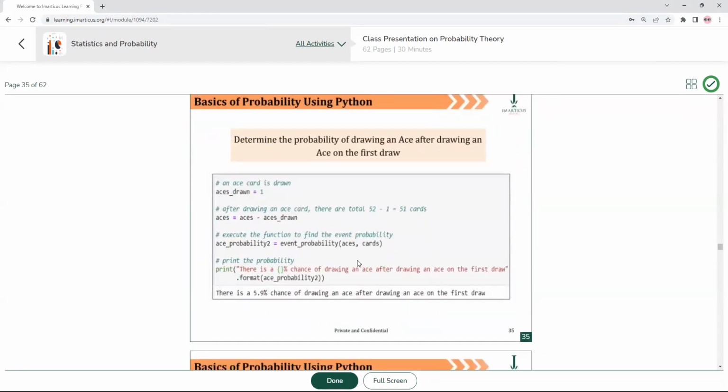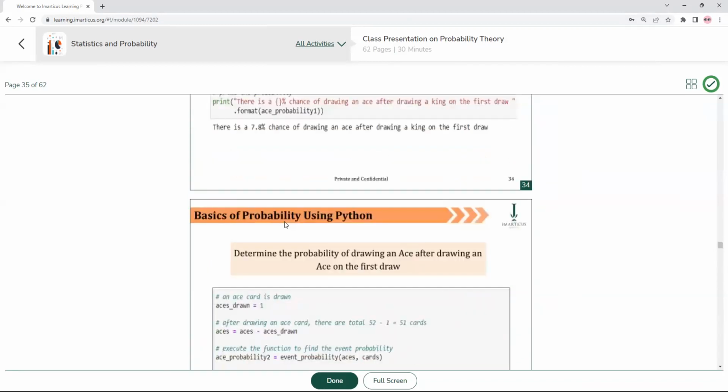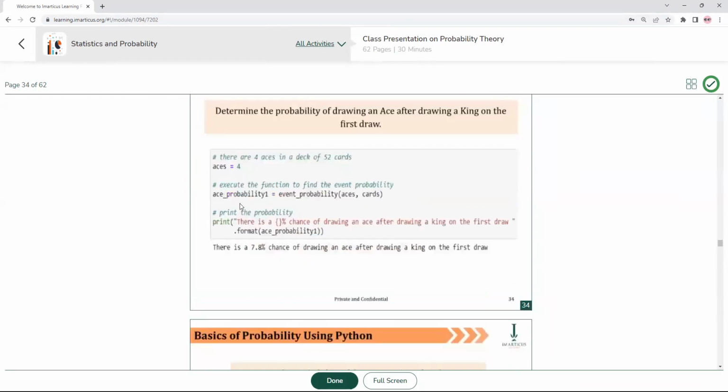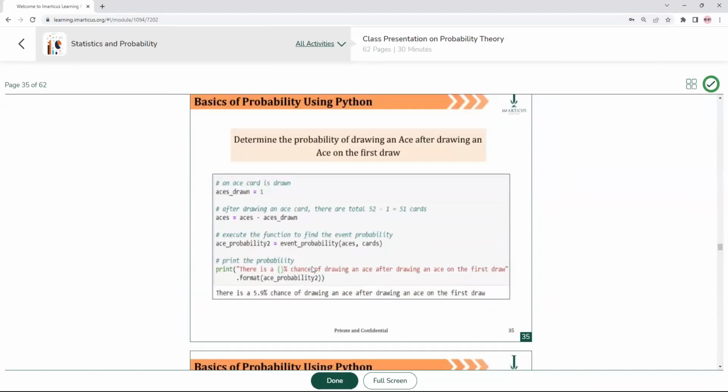Try this out. Here you have already drawn an ace in the first draw. So total number of aces कितने होते हैं? 4. Aces drawn is 1. So aces is equal to aces minus aces drawn. Aces आपने पहले 4 दिया हुआ था. 4 minus 1 is 3. 3 divided by 51 cards. So here you're just calling your function event probability and giving it your events and your sample space. And it is giving you the probability.